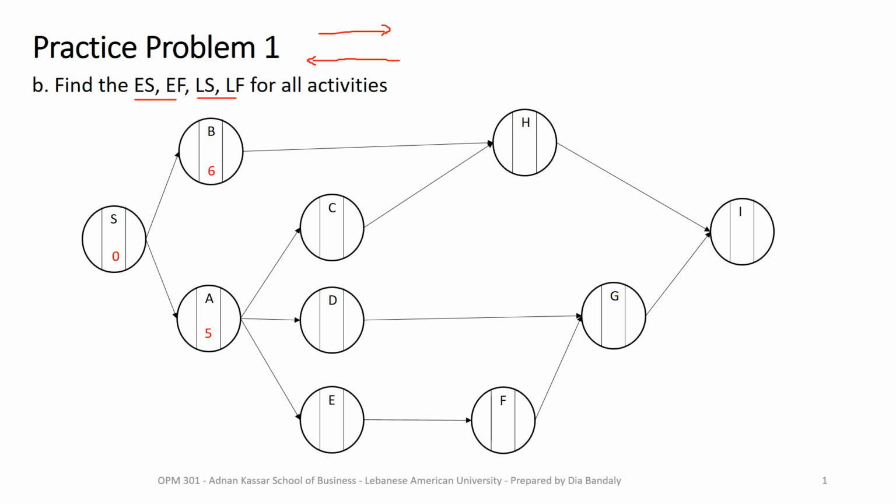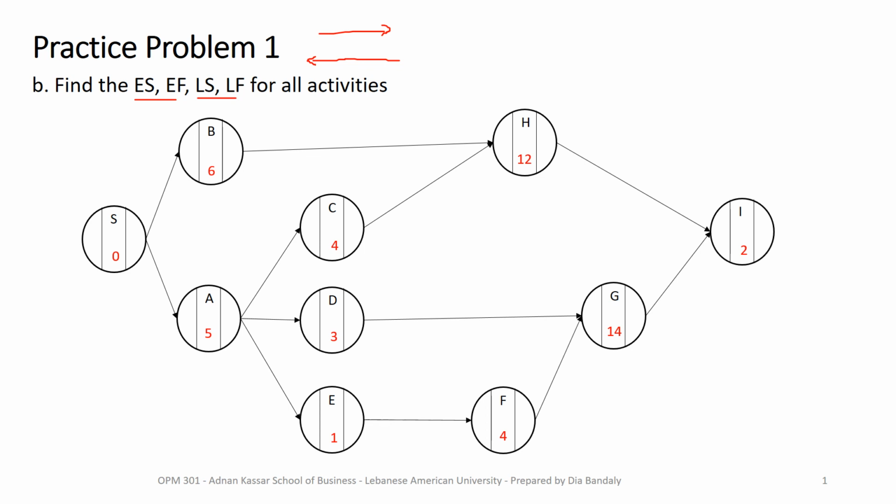So here we go. A is 5, B is 6, C is 4. I'm getting these from the table that was given to us. D is 3 weeks, E is 1 week, F is 4 weeks, G is 14 weeks, H is 12 weeks, and I is 2 weeks.